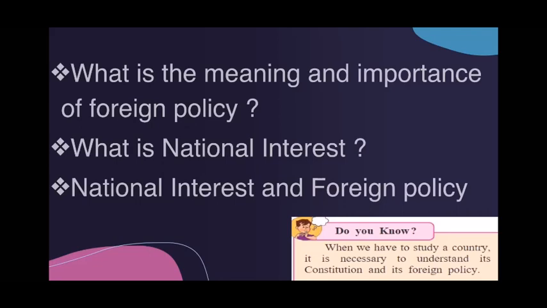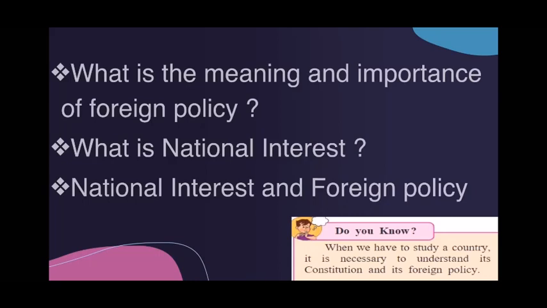Now, there are two very important factors included in national interest. First is defense, that is protection of the country. Second is economic development. Only if a country is economically developed, it can maintain its own independent international relations with other countries, and it will not have to bow down to any international pressure.